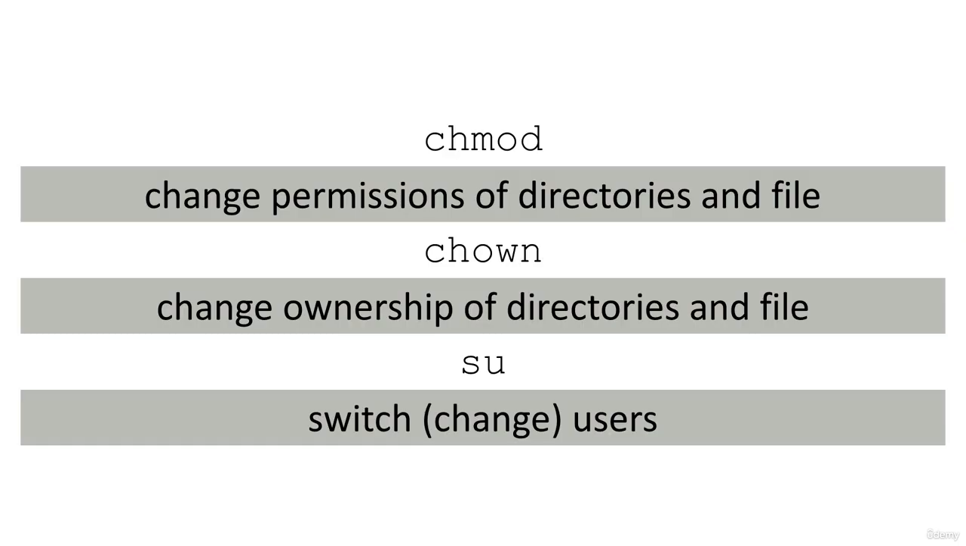Here are a few commands regarding ownership and permissions. Just make a note of the commands. I'll explain how they are used later in the course. When we want to change permissions, we use the command chmod. When we want to change the ownership of files and directories, we use chown. When we want to switch from one user to another, we use the su command.